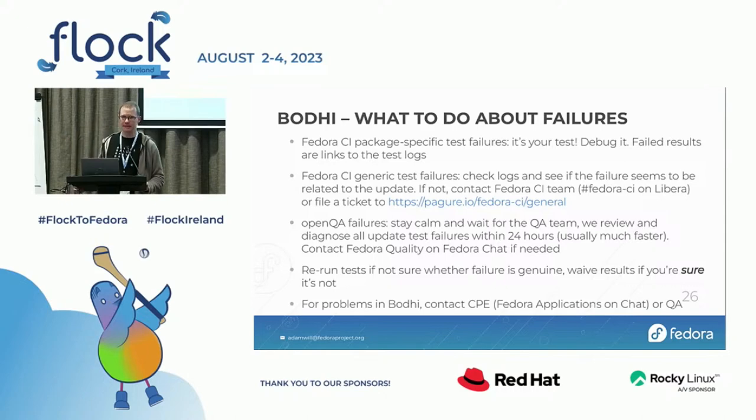There is also a button in Bodhi to rerun tests. When you click that, it sends out a message that both CI and OpenQA listen to and just re-trigger all the tests for the update. If there's a failure that you're not sure whether it's genuine, you can click that button and have all the tests rerun, which is much safer than waiving the result, and only waive the result if you're really sure it's okay to do so. And for problems with Bodhi itself, you can contact the CPE team in the Fedora applications channel, or you can contact QA, but we'll probably just go and ask Kevin to fix it.